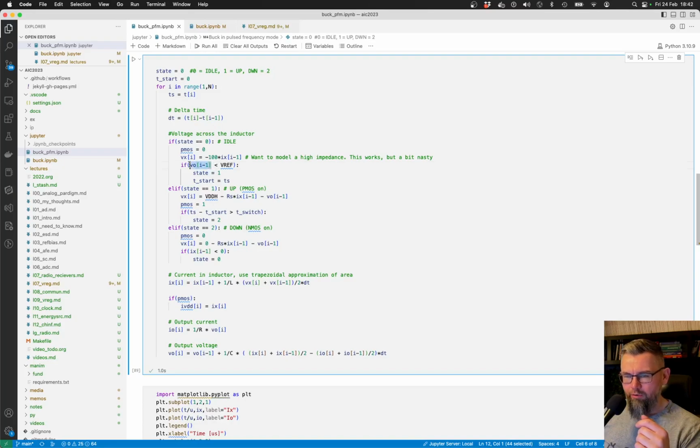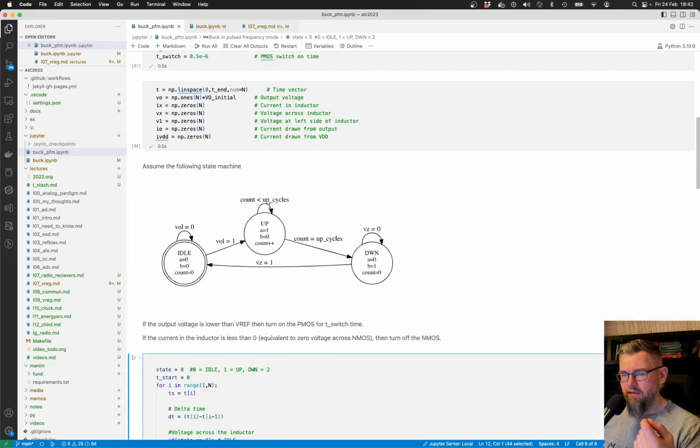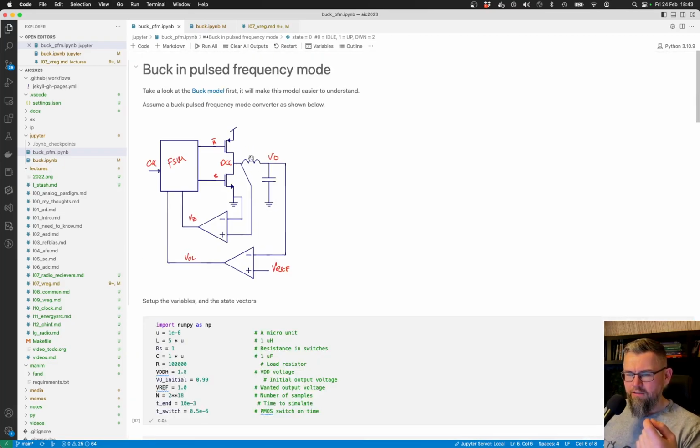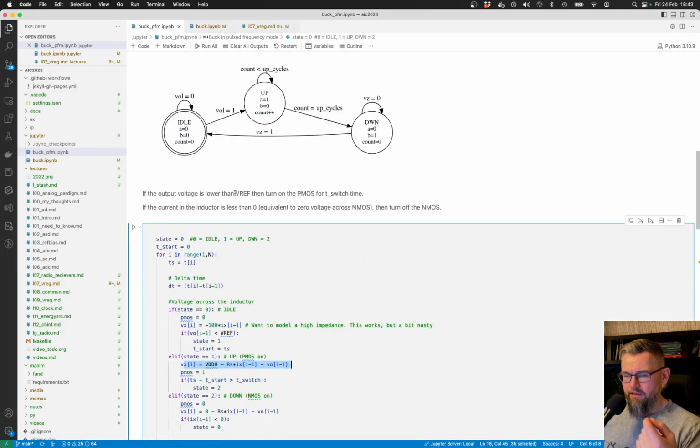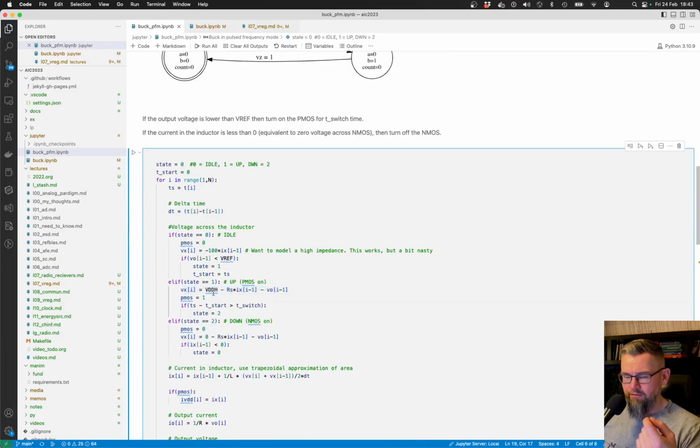So when our output voltage drops below the reference, we go to the second state and we start a timer. In the second state, state equals 1, we turn on the PMOS, which means that the Vx voltage, the node Vx, is then, well, it's still the voltage across the inductor. The voltage across the inductor is going to be VDDH minus a certain series resistance times the current in the inductor minus the output voltage.